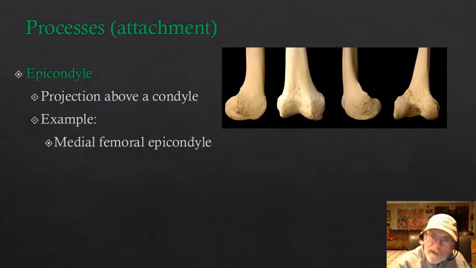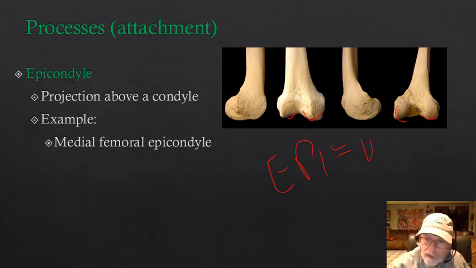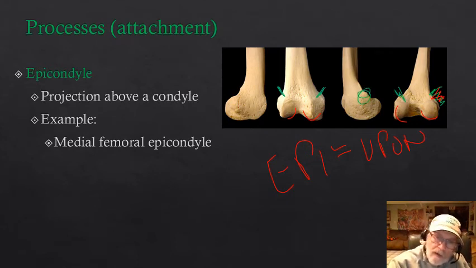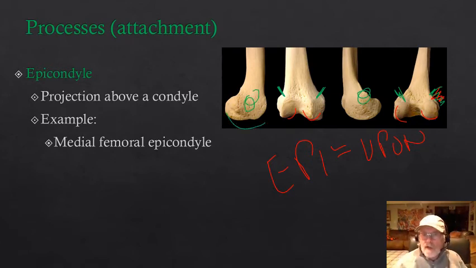Epicondyle. If this is the condyle down here, epi means what? It means upon. So this area right here, which is upon the condyle, is called the epicondyle. This is a great place for attachment of muscle.